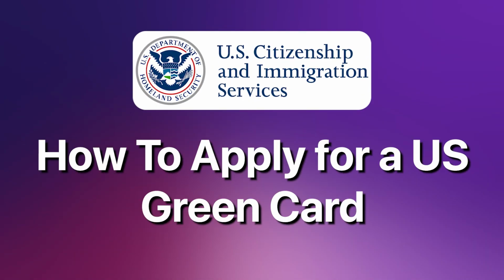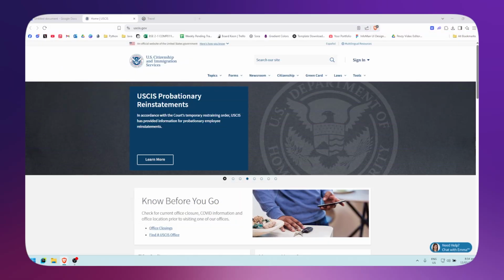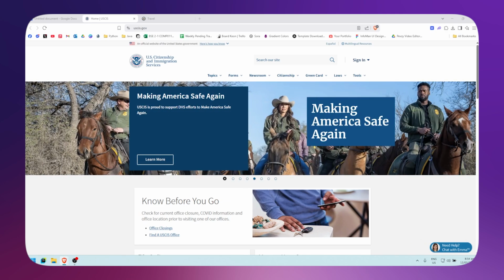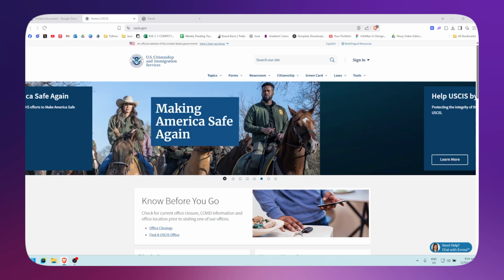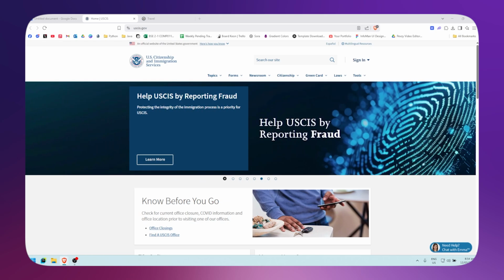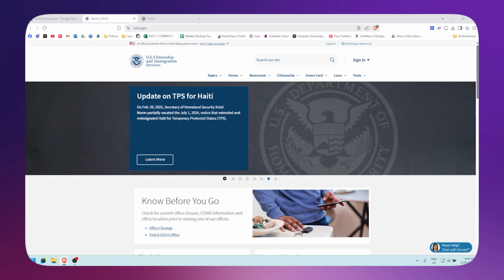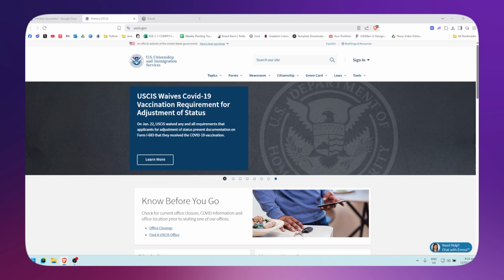How to apply for a U.S. green card. So, to apply for a U.S. green card or permanent residency, you generally need to have a qualifying relationship with a U.S. citizen or green card holder, or be sponsored by an employer or qualify for special immigrant status. The process involves filing an immigrant petition, submitting an application, attending an interview, and potentially a biometrics appointment.